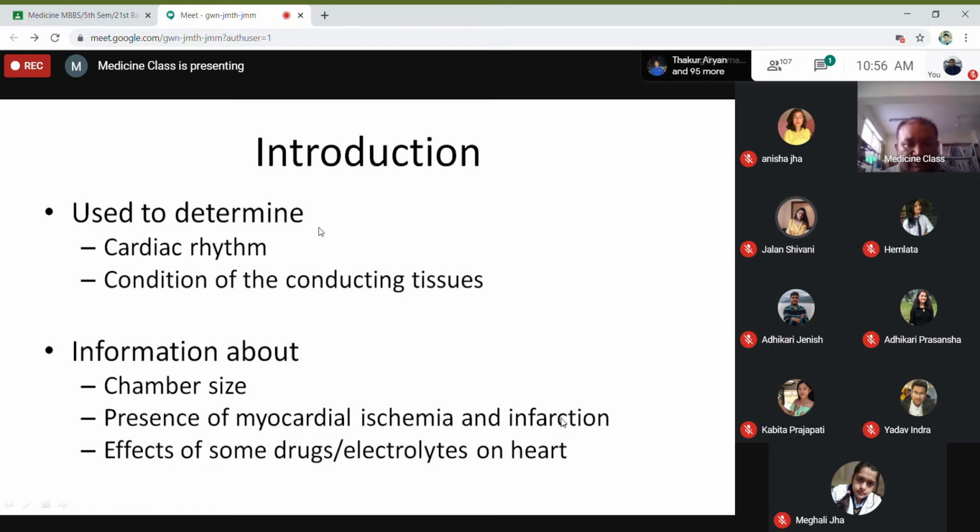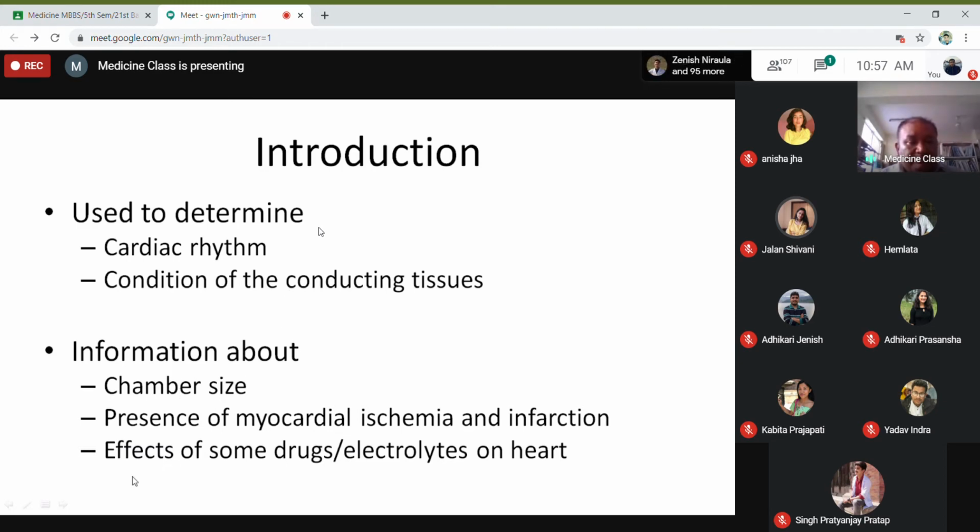This is very important, because if someone says to do an ECG, then literally that means he or she wants to rule out myocardial infarction, isn't it? These two terms, ECG and myocardial infarction, are very commonly used together. But besides that, ECG can even tell us the rhythm, the conduction of the conducting tissues, as well as the chamber sizes.